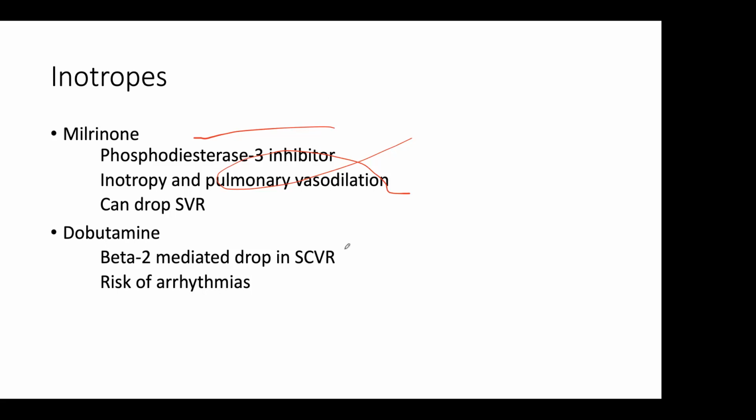And then dobutamine, be very careful if you use dobutamine, the risk of arrhythmia. And of course, if you have someone with acute kidney injury, kidney dysfunction, your milrinone will stay in the system for longer than if you don't have any acute kidney dysfunction.